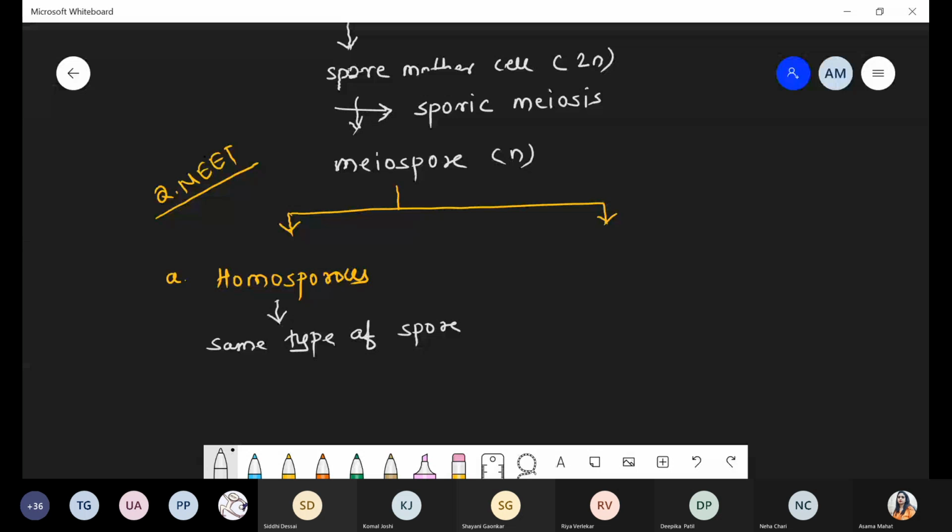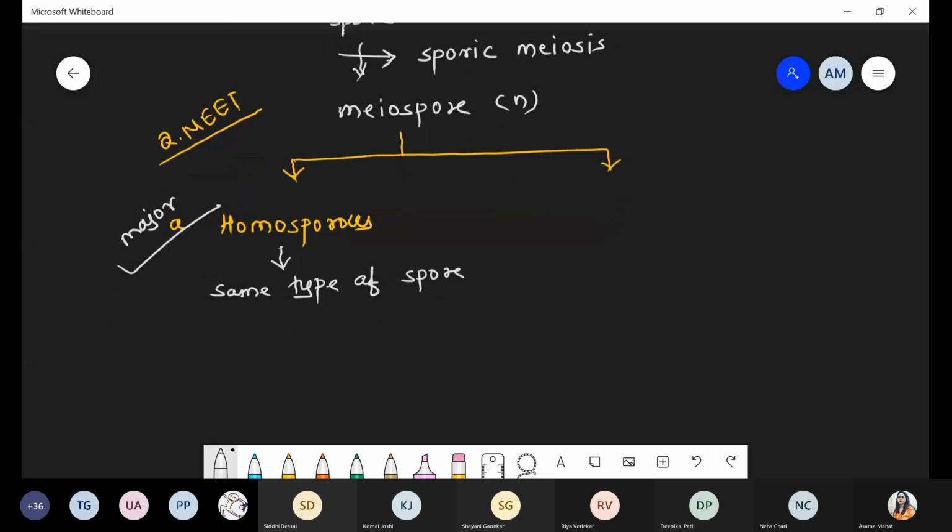One is homosporous, and in case of homosporous, whatever spores get produced, all the spores are of similar type. Okay, and such homosporous condition in case of the Pteridophyta is the major condition. And in case of the homosporous condition, please write down the example. In this category, we are taking the example of land fern.